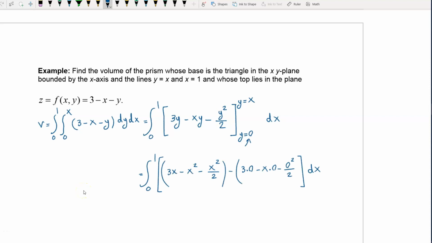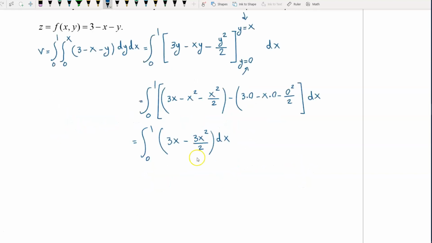So this is equal to, now we're going to use y equal to x. Here we have 3 times x minus x times x minus x squared over 2. And then subtract, what we have here is y equal to 0. So instead of y, now use 0. We have 3 times 0 minus x times 0 minus 0 squared divided by 2. And this is equal to the integral from 0 to 1 of 3x minus 3x squared divided by 2 dx.